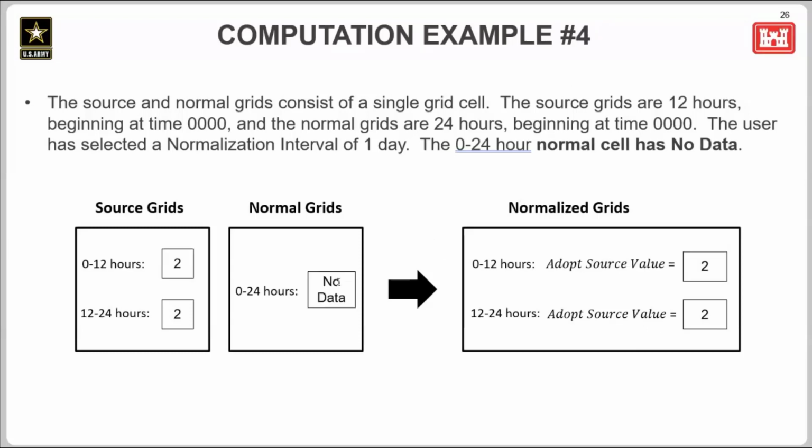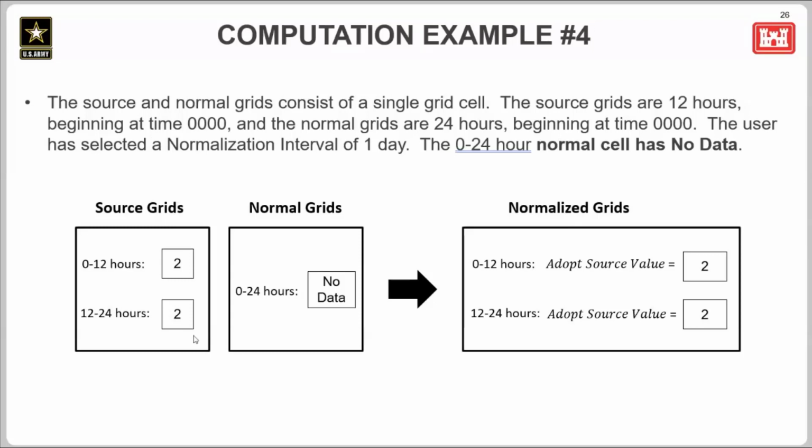If the normal cell has no data, so if your normal grid has no data, then you basically just ignore the normalization computation and you just accept whatever was in the source grid. So if you have instances of no data in either of your grid sets, that's one way that you can get some error introduced into your normalized grid, because those volumes won't quite match up how you want them to.